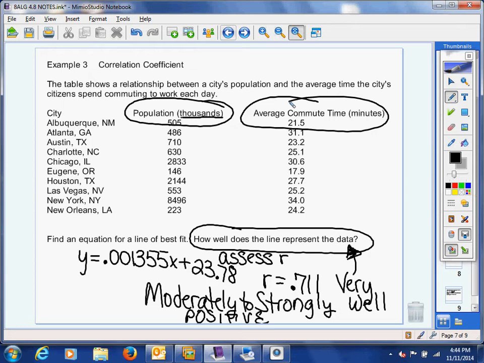I think there's some validity here. The more people you have, the more cars you have, and the longer your wait time in traffic is going to be. So I would say that there's definitely causation here, that the more people there are, the longer your commute is going to be, because there's going to be more cars on the road. So this example shows both strong correlation and also indicates causation, that the population does affect the amount of time.